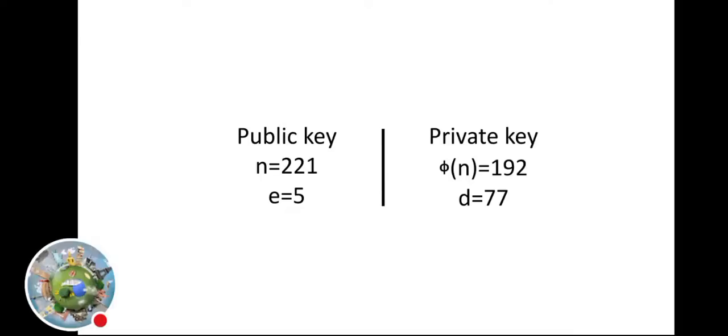So now you got the answer E and D. So now you see the public key N equals to 221, E equals to 5. Private key pi of N equals to 192, D equals to 77. Now E and D are got. E equals to 5, D equals to 77.